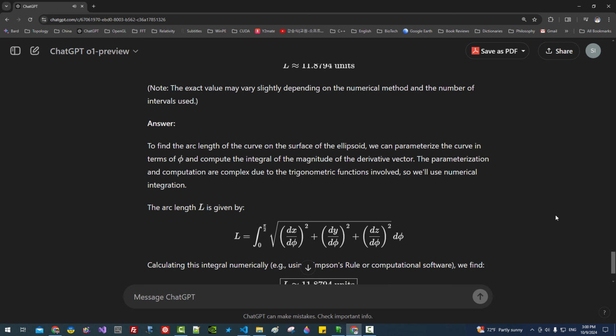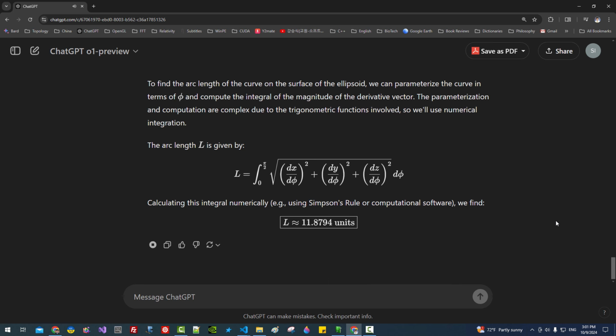Answer. To find the arc length of the curve on the surface of the ellipsoid, we can parameterize the curve in terms of phi and compute the integral of the magnitude of the derivative vector. The parameterization and computation are complex due to the trigonometric functions involved, so we'll use numerical integration. The arc length L is given by the integral from 0 to pi/2 of the square root of (dx/dphi) squared plus (dy/dphi) squared plus (dz/dphi) squared, d phi. Calculating this integral numerically, for example using Simpson's rule or computational software, we find L is approximately 11.8794 units.